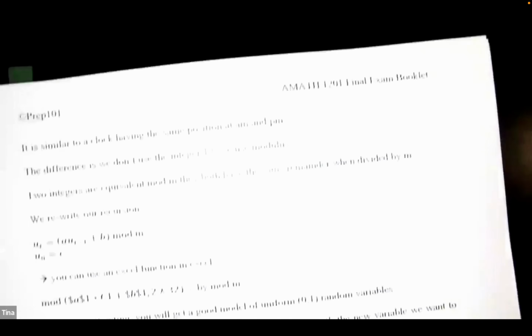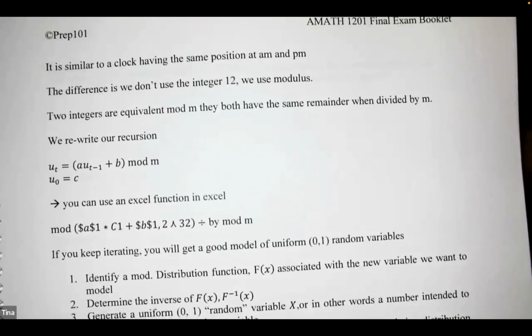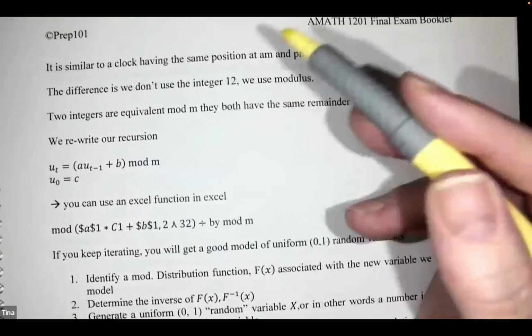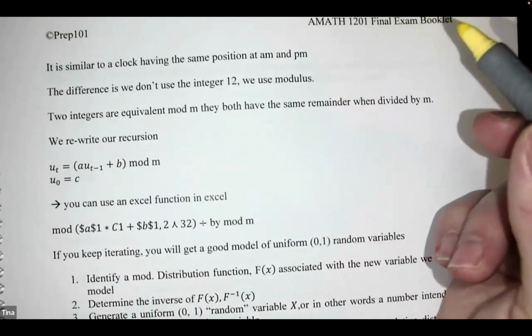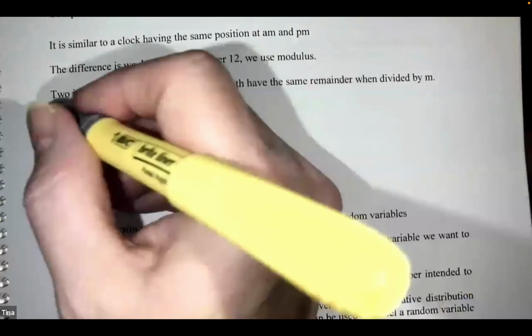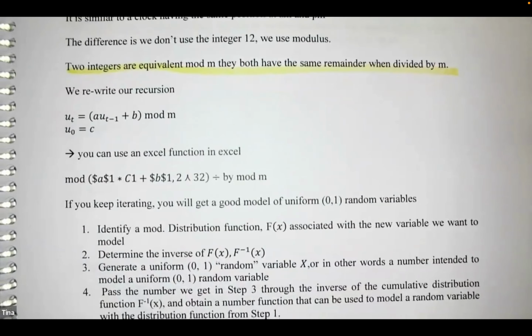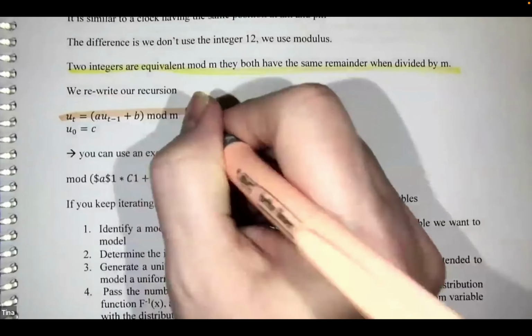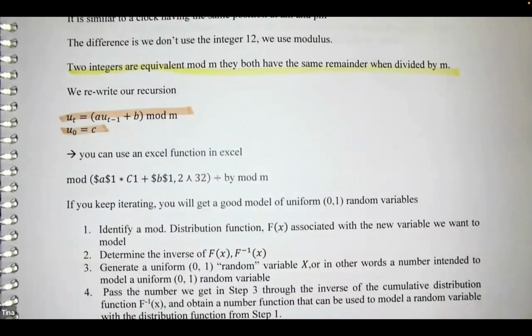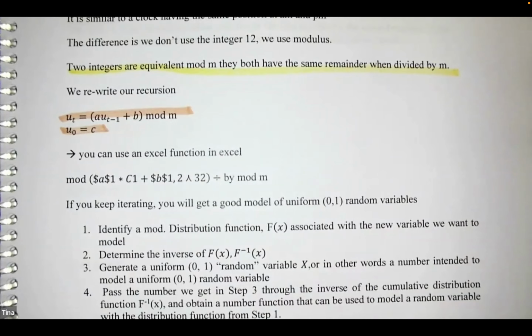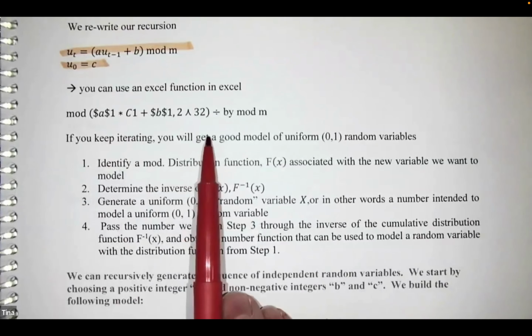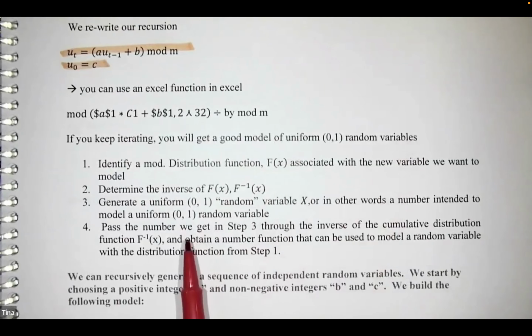So that we can control this growing without bound, we use modulus, right? Mod numbers. It's similar to having a clock and having the same position at AM and PM, but we don't use the integer 12, we're going to use modulus. So two integers are equivalent mod m if they have the same remainder when we divide by m. So if we have u_t is a u_(t-1) plus b mod m, and our first number u_0 is c, then we can keep iterating, and if we keep doing so, we're going to get a good model of uniform random variables.